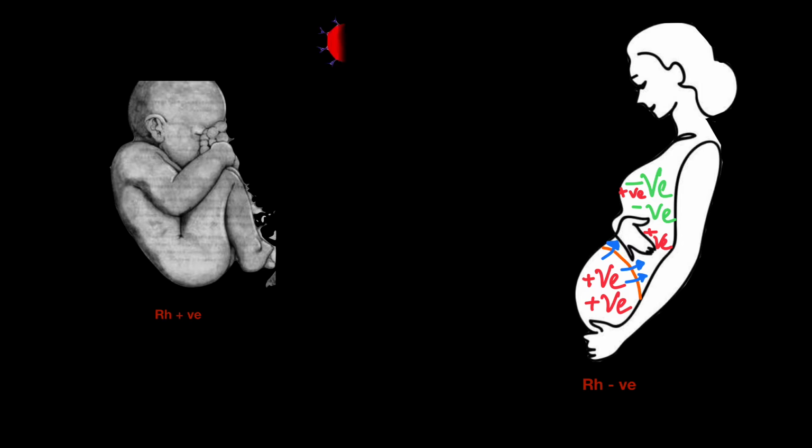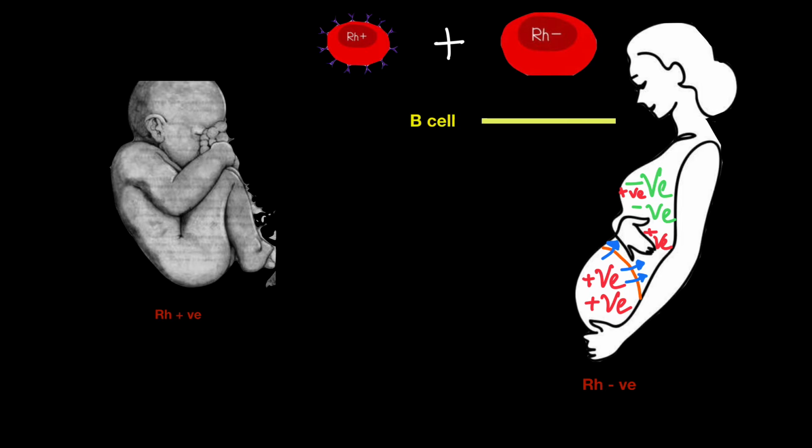When fetal RBCs mix with maternal blood, B cells of the maternal body recognize these fetal RBCs as a foreign body and initiate an immune response that is called RH sensitization, and produce antibodies.